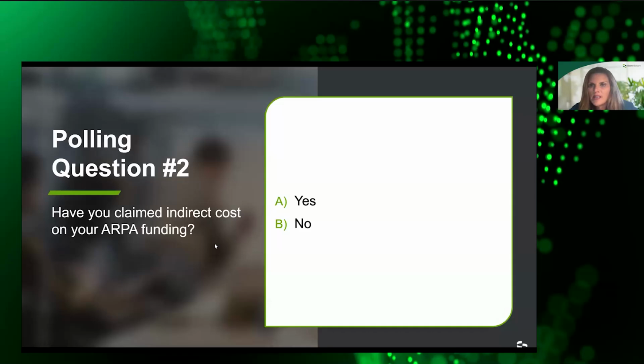A lot of organizations don't go through that process because, again, they want all the funds to go to the project. So good job on that. If you haven't, there's still time. That's why we're here today. We're going to talk through that, and there's still time for that.